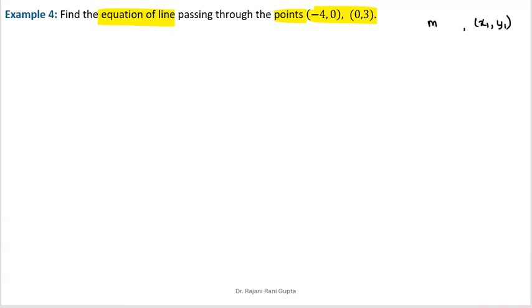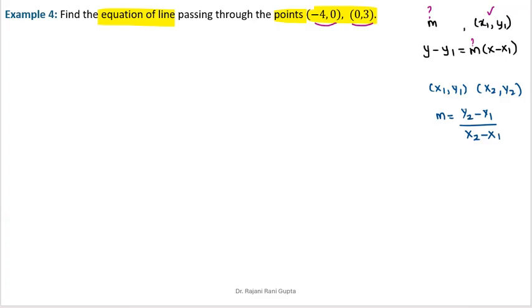Correct? So the equation of line is y minus y1 equal m times x minus x1. Now in this case the point is given to you but we don't have the slope. So we cannot use this equation unless we have the slope. So have we studied anything that if 2 points are given, how do we find the slope? Yes, correct. So if you have 2 points, say x1, y1 and the point x2, y2, you can find the slope of line passing through these points as y2 minus y1 over x2 minus x1.